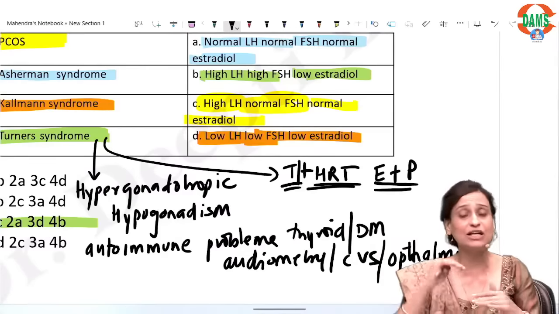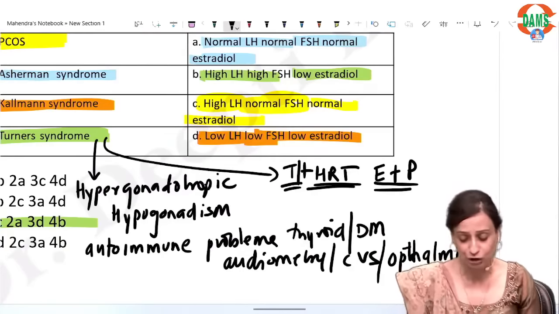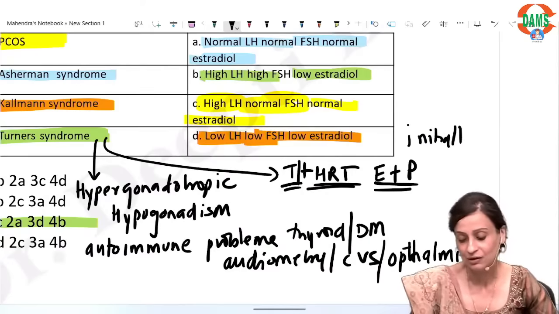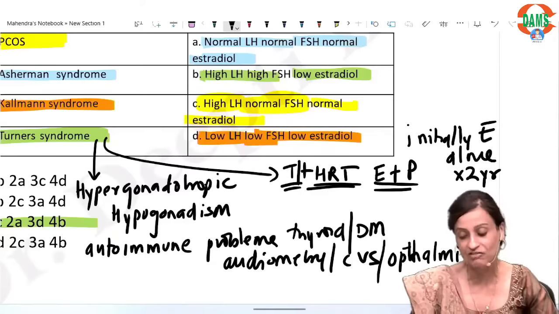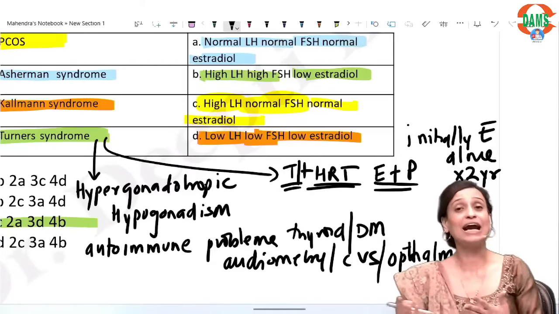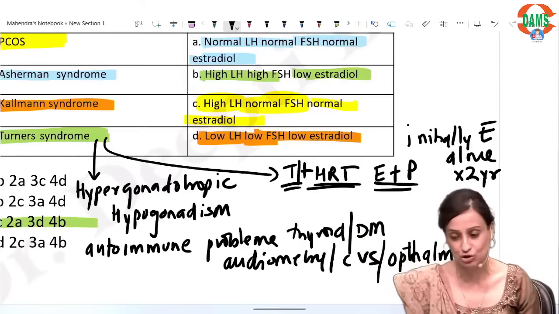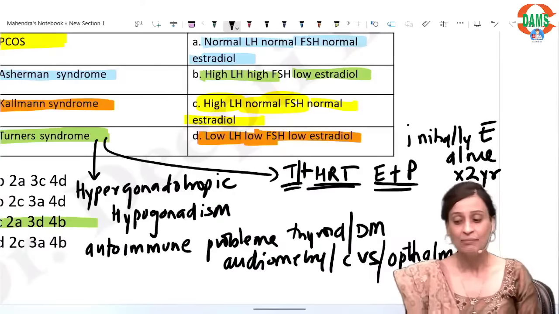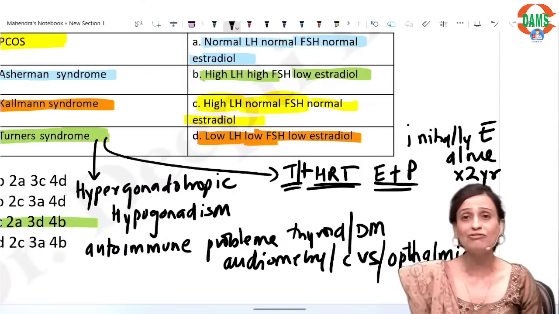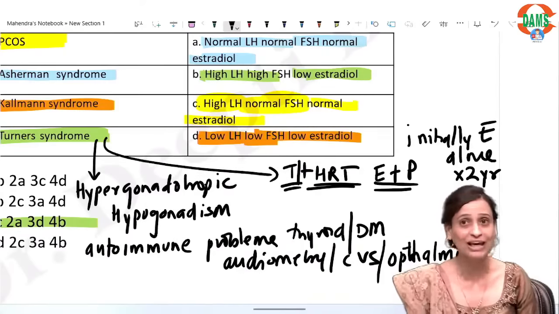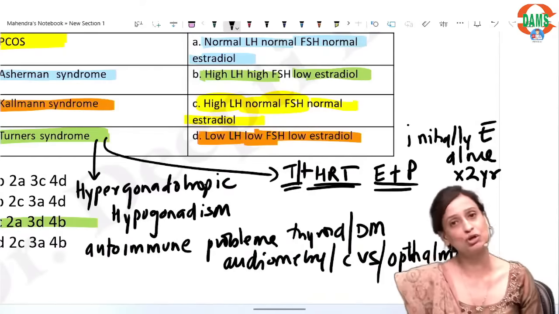So in case they go into more depth, you have to know that initially it will be E alone, okay? Initially it is going to be E alone for a span of 1 to 2 years because you want to mimic natural puberty, and then you will add progesterone. So eventually you have to add both E and P. But agar wo depth mein puchenge, to you have to know that the initial treatment will be with E alone, okay? And then you're going to add progesterone therapy.